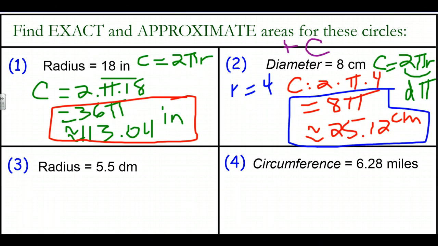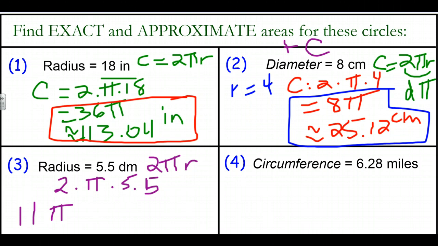For number 3, our circumference formula, again, 2 pi r. So we have 2 times pi times 5.5. 2 times 5.5 is 11. So 11 pi is our exact circumference. Our approximate circumference, 11 times 3.14, is 34.54 decimeters.